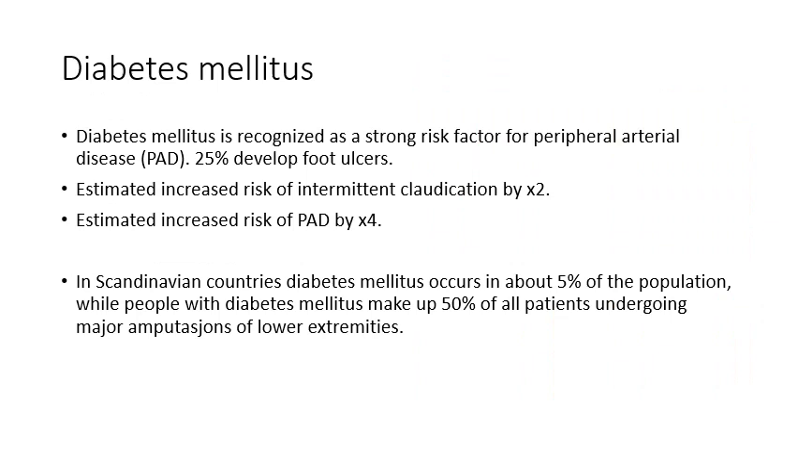Finally, diabetes mellitus. Diabetes mellitus is recognized as a strong risk factor for peripheral arterial disease. In some data, as many as 25% of people with diabetes mellitus develop foot ulcers or foot problems. It's estimated that the increased risk of developing intermittent claudication is twice as high in people with diabetes mellitus, and even 8 times as high if they smoke. And an estimated increased risk of peripheral arterial disease is 4 times as high in diabetes mellitus as in the population in general.